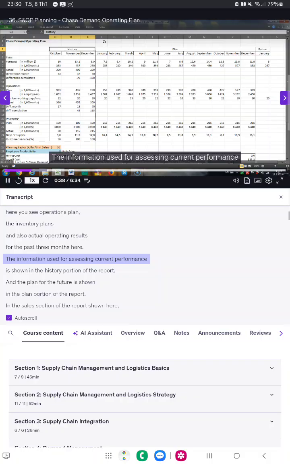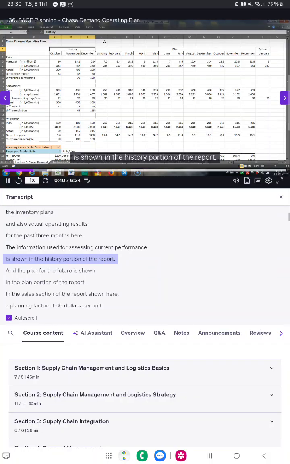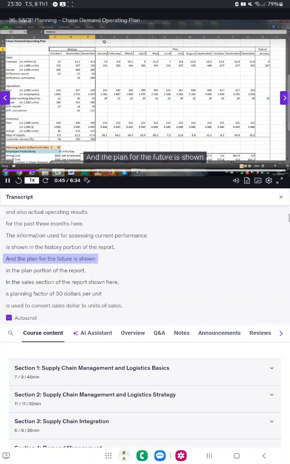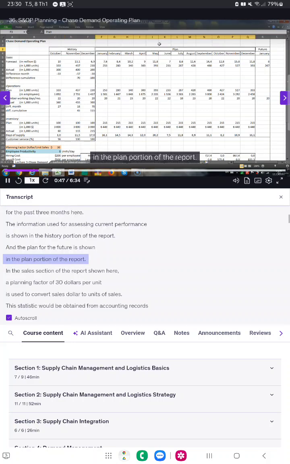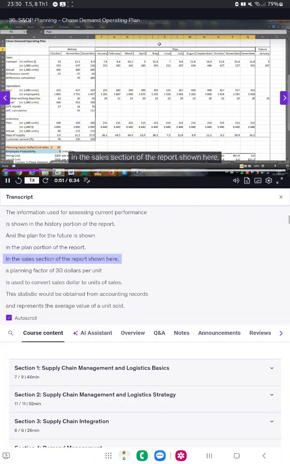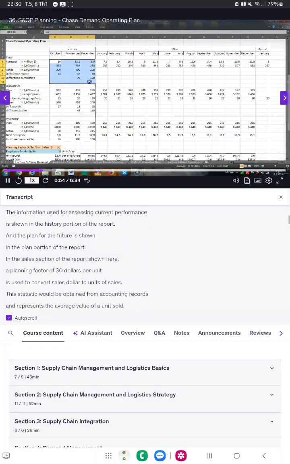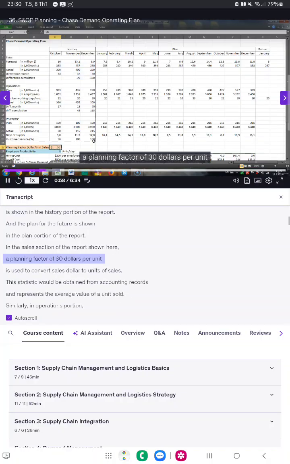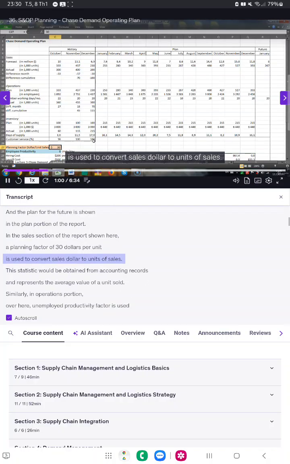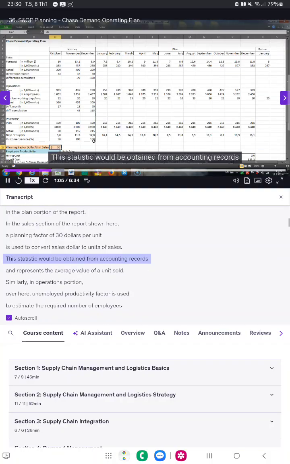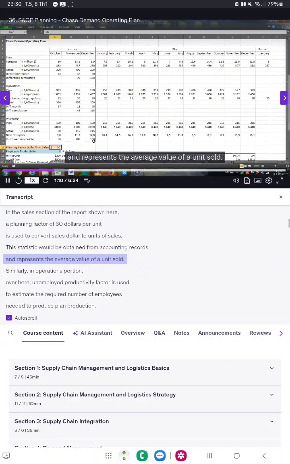The information used for assessing current performance is shown in the history portion of the report, and the plan for the future is shown in the plan portion of the report. In the sales section of the report, shown here, a planning factor of $30 per unit is used to convert sales dollars to units of sales. This statistic would be obtained from accounting records and represents the average value of a unit sold.